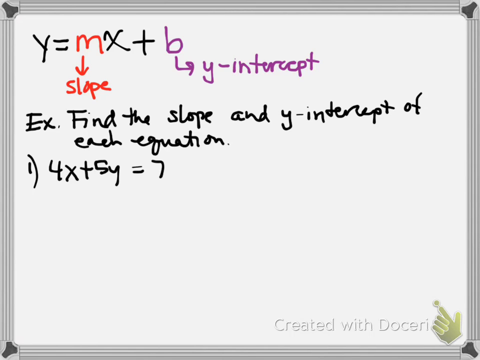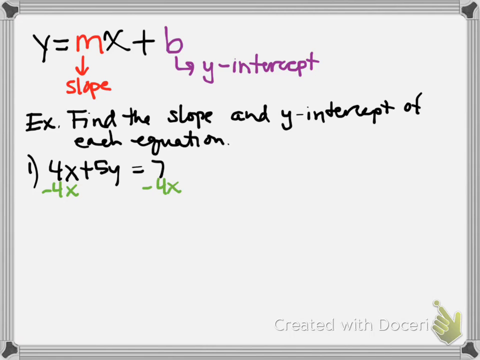So what would be the first step in getting it into slope-intercept form? What's going to be the first step? I'm going to talk to people who don't talk to me very much. Kayla, what would be the first step? Remember, what is your goal? Okay, so how am I going to get y alone? Very good. We're going to subtract 4x from both sides.